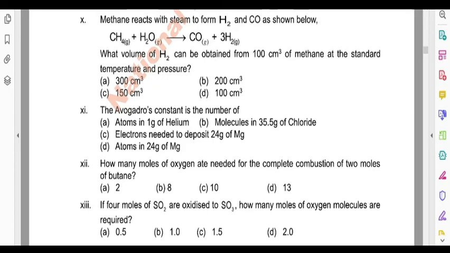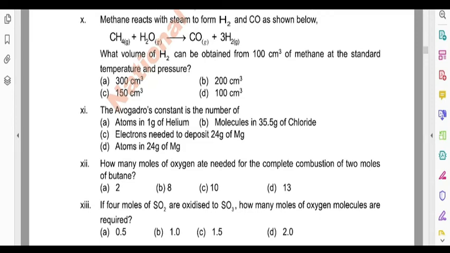The atomic mass of chlorine is 35.5, but it is not a molecule. Electrons needed to deposit 24 grams of magnesium, atoms in 24 grams of magnesium. Now the atomic mass of magnesium is 24. So 1 mole of magnesium is equal to 24 grams, and that means that it is equal to Avogadro's number. So the correct option is D.